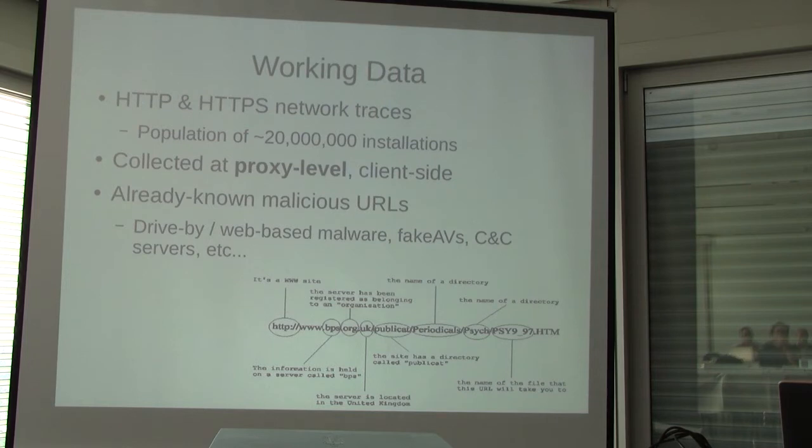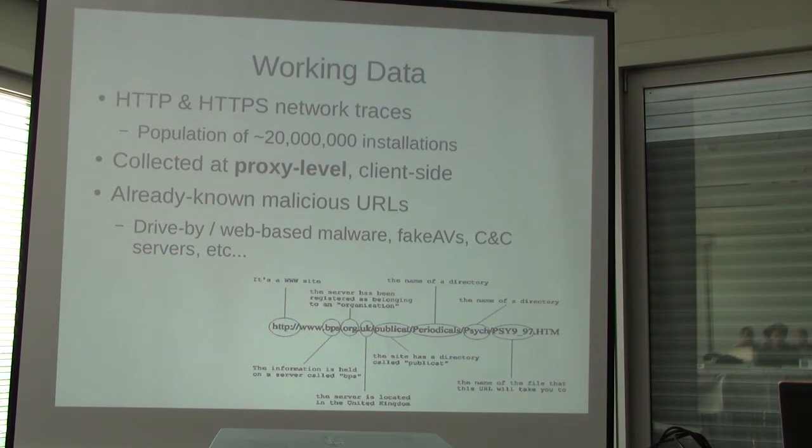So which kind of data do we want to work on? The data we work on are HTTP and HTTPS network traces that are collected at the client side, either on a consumer machine, so a normal end user, or on a server, or it might even be a proxy installed for the whole network, so it's proxying over everything, and we collect information there, really at the proxy level.